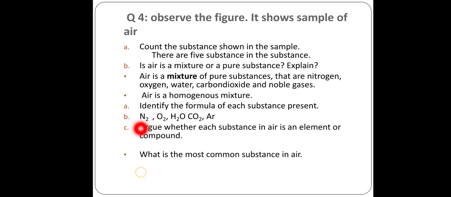So the next part: identify the formula of each substance which is present. It is nitrogen, oxygen, H2O, carbon dioxide, and argon. If you observe the picture clearly, the symbols are written on those particles. This question you have to answer by yourself. Argue whether each substance in air is an element or a compound. The key point to this question is whether air is a mixture or a pure substance. So you have to give me the answer after this.